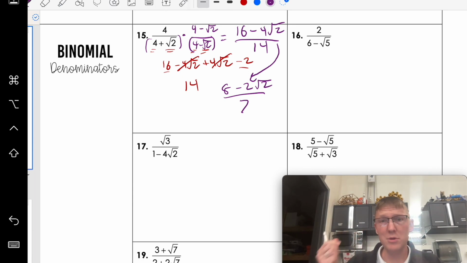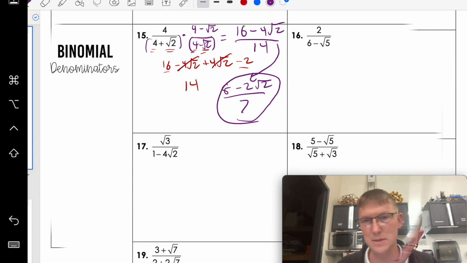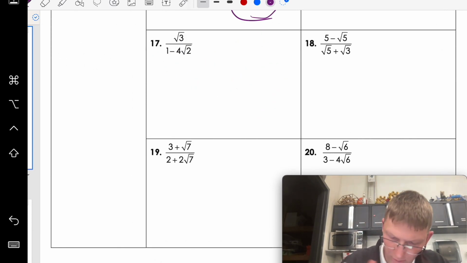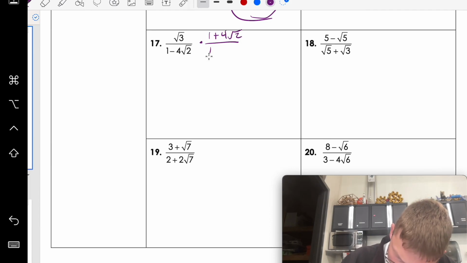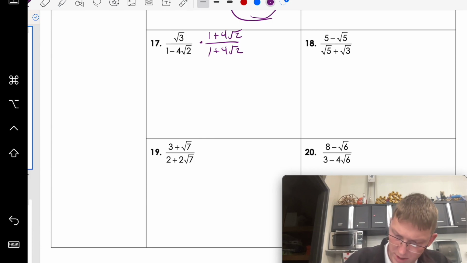So yes, you need to reduce your radical signs. You need to reduce your fractions. Looking at 17, we are going to multiply by that fancy version of 1. We're just going to change the sign for our conjugate. So we're going to multiply by 1 plus 4 root 2 over 1 plus 4 root 2. Don't let an extra coefficient confuse you too much.